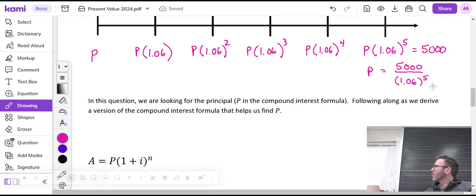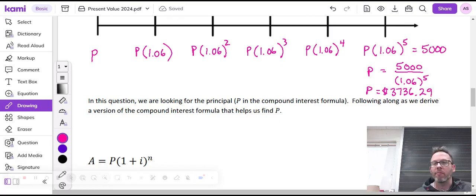Do 5,000 divided by 1.06 to the power of 5. This would tell you how much Bryden would need to invest in order to have that $5,000. I multiplied 5,000 divided by 1.06 to the power of 5. So I got $3,736.29. Do you guys get that too?